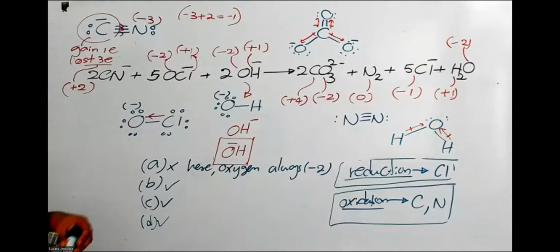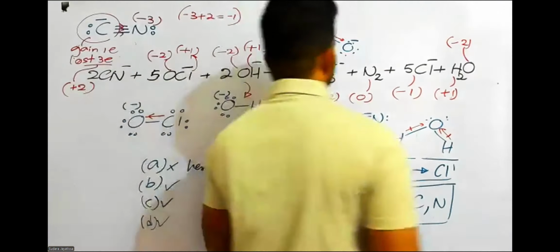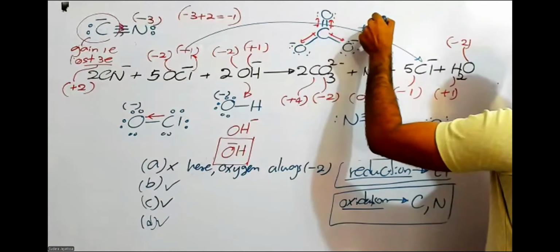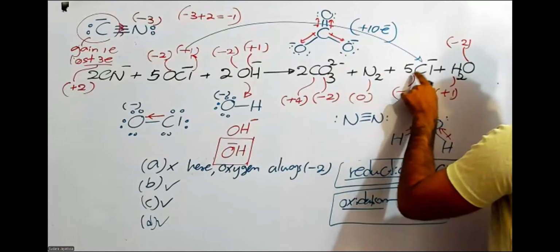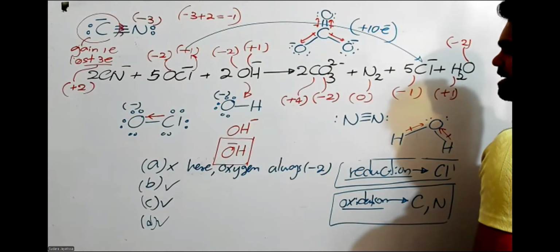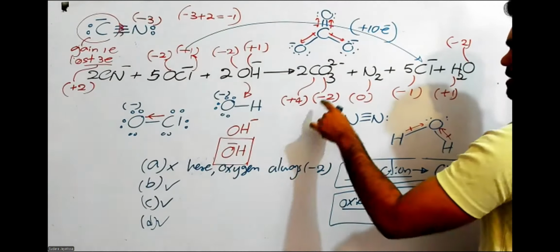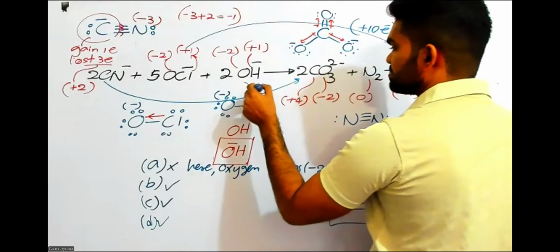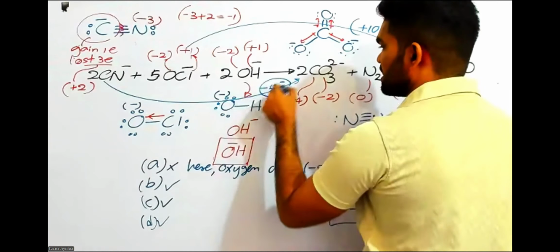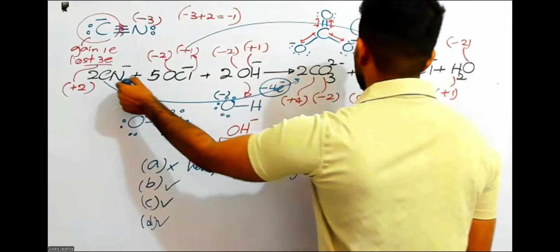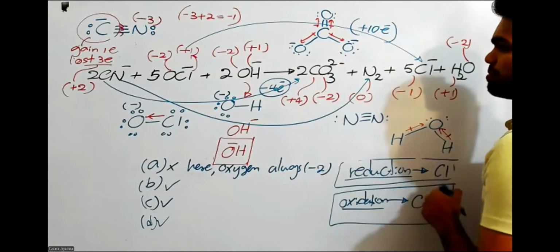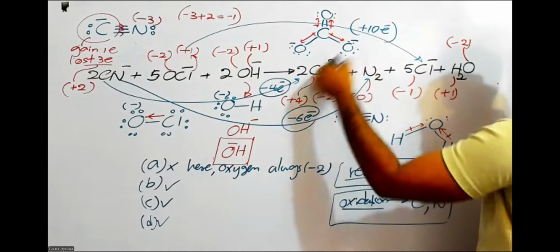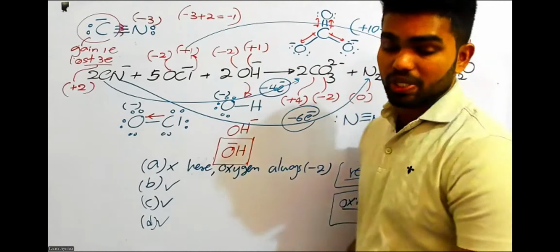Okay, so when chlorine is reducing from +5 to -1, it is gaining 6 electrons each, and with 5 such ions... Here, 2 carbon going from +2 to +4 by losing 4 electrons. And 2 nitrogen is going from -3 to 0 by losing 6 electrons. See, total electron exchange is still 10. You can note that too.